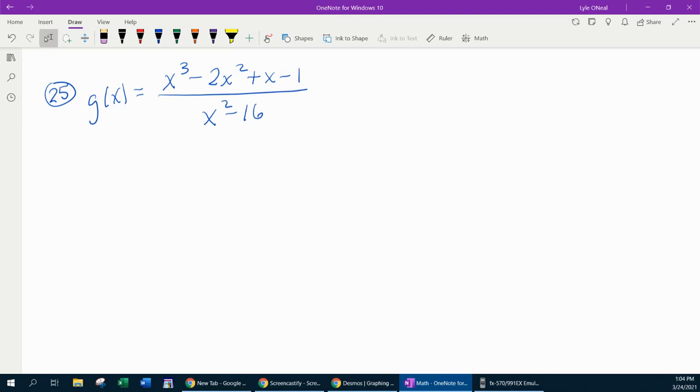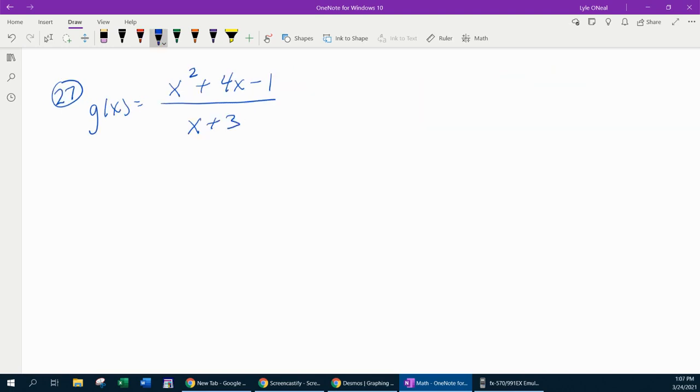Next example, number 25, we have another function. Here they ask us to find the horizontal asymptotes. So again, we're going to compare the degree of the numerator to the degree of the denominator. Here we see that the degree of the top is greater than the degree of the bottom. That implies that there is no horizontal asymptote. But if you notice, the degree of the top is bigger than the degree of the bottom by only 1. So in this case, there would be a slant asymptote, but there is no horizontal asymptote this time.